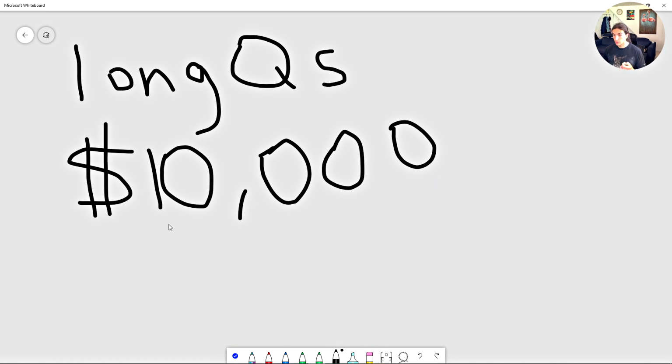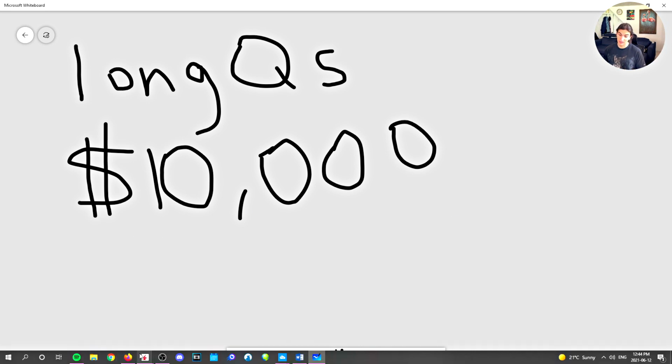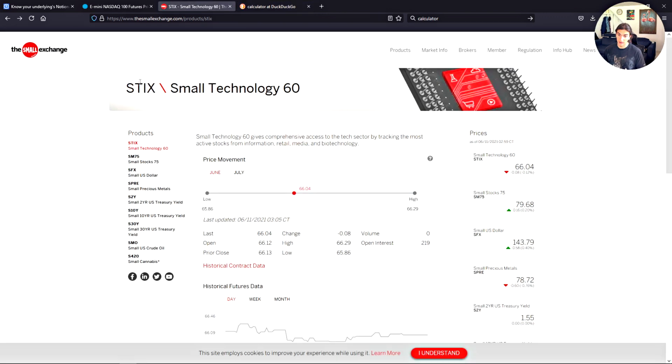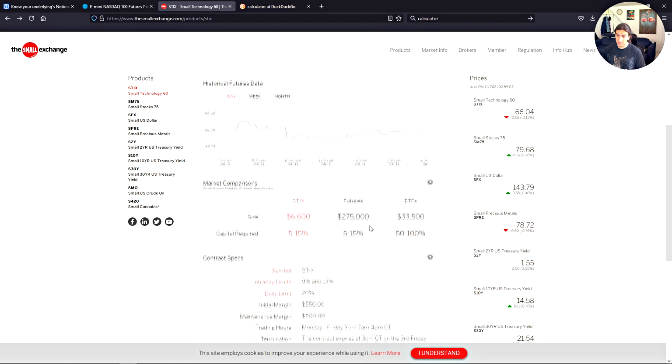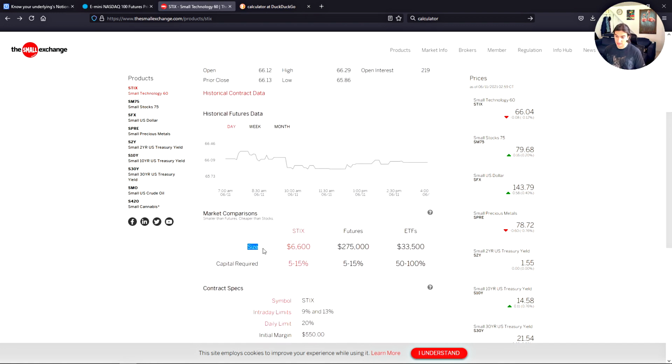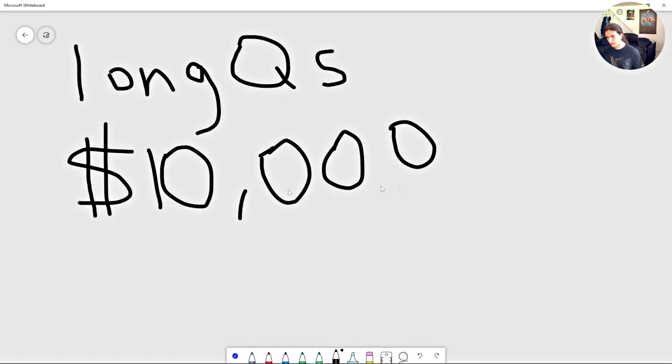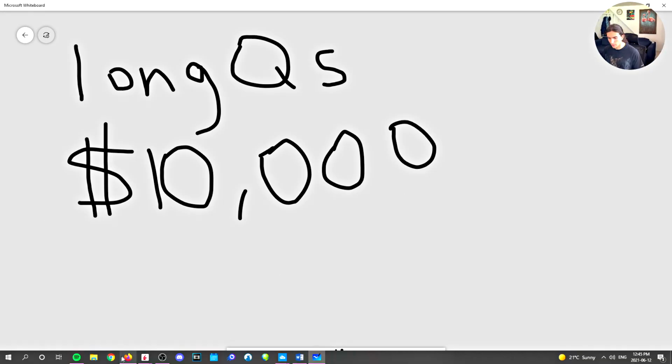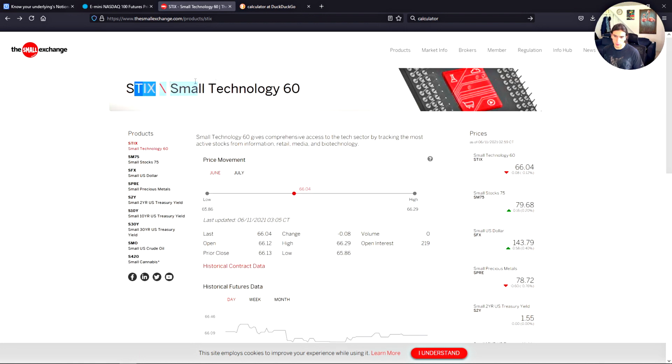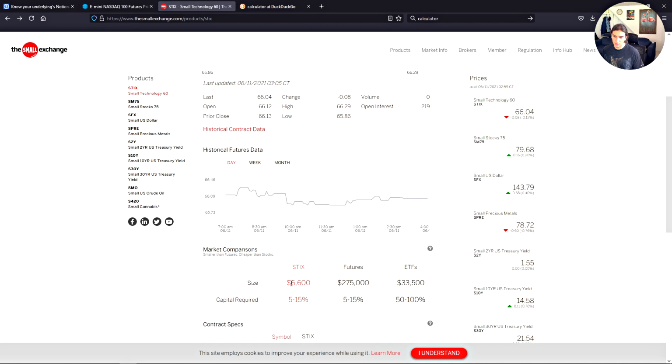The question is now, is there any contract that is smaller than the micro Nasdaq? The answer is yes. There is one on the small exchange. It's this one right here, STIX Small Technology 60. So I'm on the small exchange website here, and if you scroll down, you'll see that the notional size of this contract is 6,600. So our investor with $10,000 exposure here, if they went into the futures market and they initiated a short position in one of these contracts, they would be reducing their long exposure by 6,600. Now that is theoretically, of course.